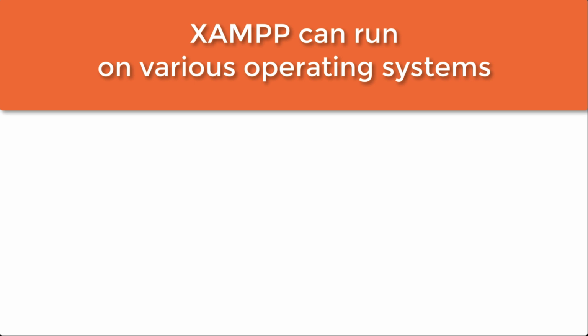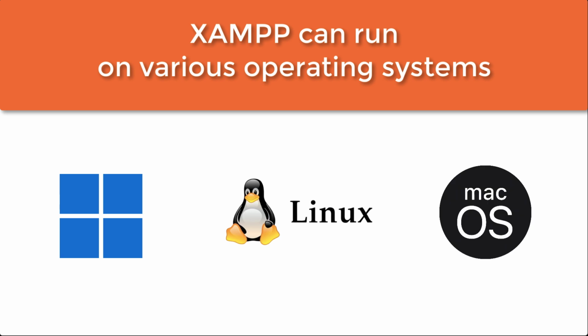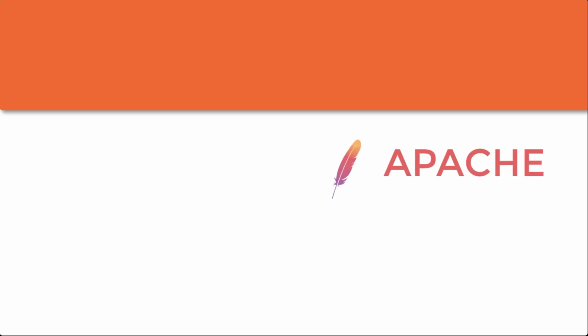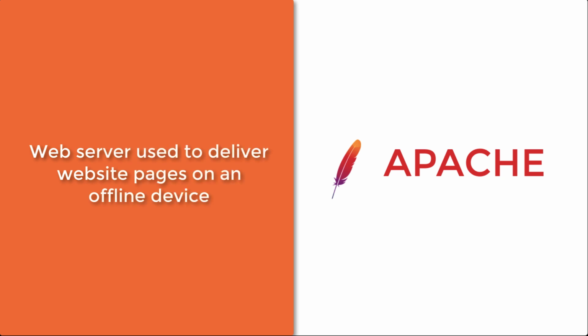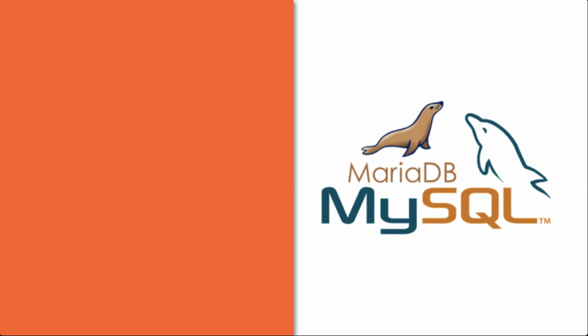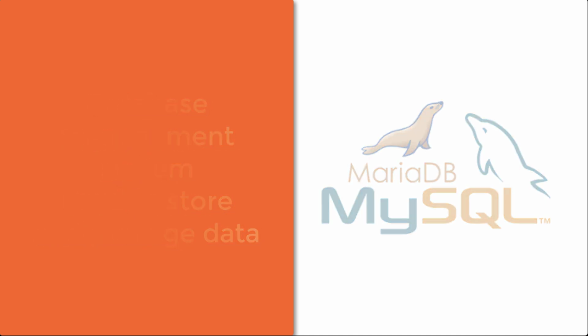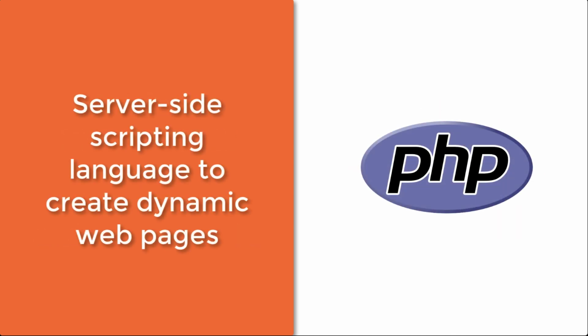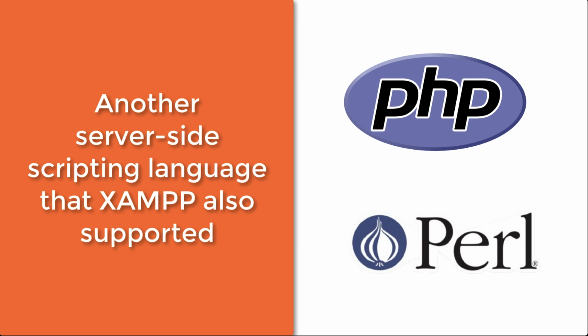Cross-platform means that XAMPP can run on various operating systems, including Windows, Linux, and Mac OS. Apache is a web server used to deliver website pages on an offline device. MySQL or MariaDB is a database management system used to store and manage data. PHP is a server-side scripting language used to create dynamic web pages. Perl is another server-side scripting language that XAMPP also supports.